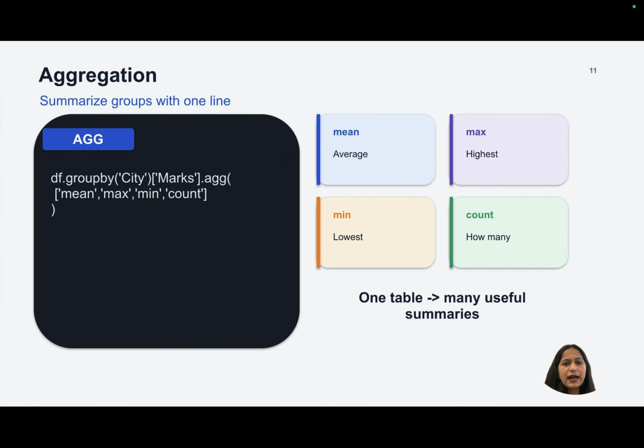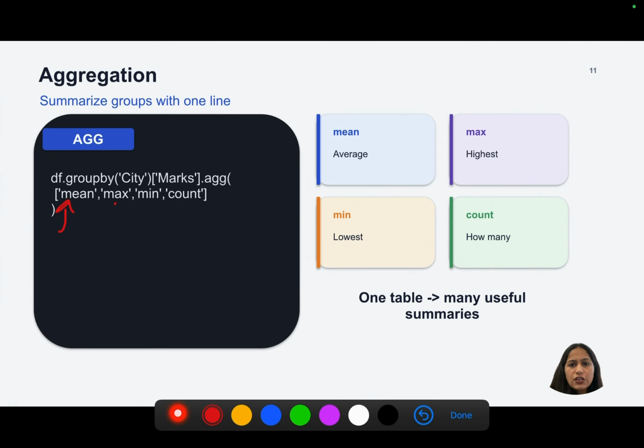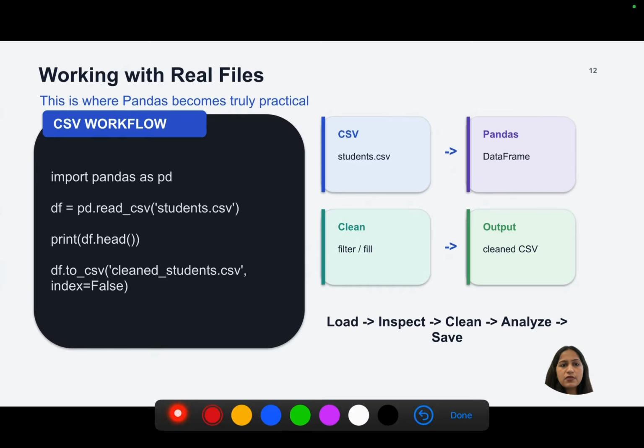So after group by comes aggregation. We can aggregate by mean, max, min, or count. Mean basically gives the average, max is the highest, min is the lowest, and count is how many values there are. So it gives us many useful summaries of the data. It is grouping the data based upon the criteria I am giving and then aggregating the information in just one line, which becomes extremely useful.